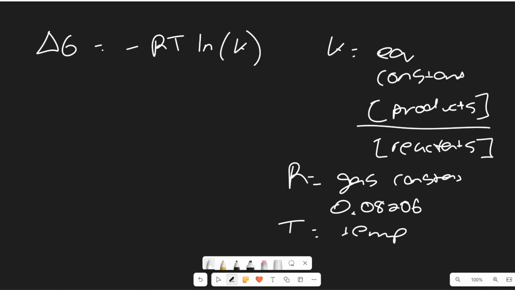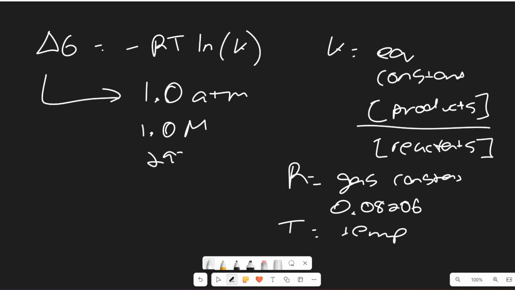And I want to remind you that when we use this equation, all of our gases that we start with, or all of our species or whatever it is, need to be at 1 atm or 1 molar, and then our temperature is also going to need to be at 298 Kelvin for this to work. We need to be at standard conditions to use this equation.